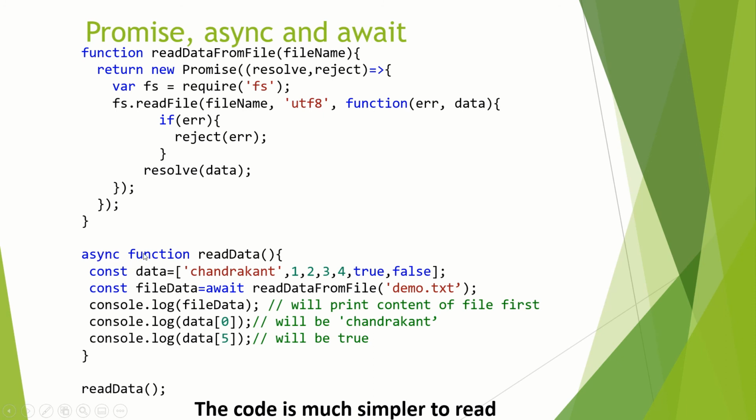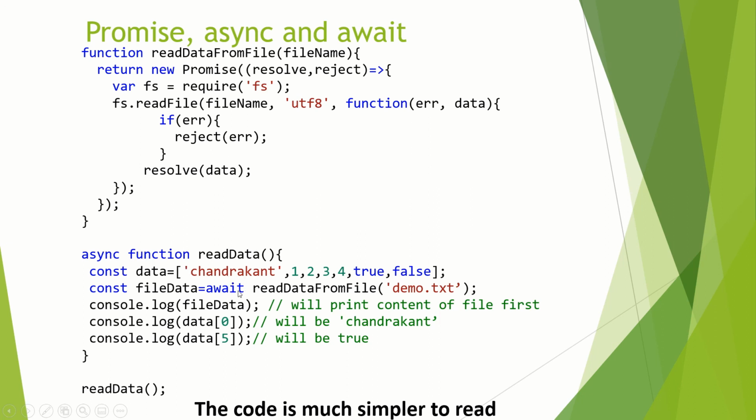That's why I have created read data as an async function, and inside that I have called the read data from file function. Now we can call this read data function directly. Inside it we have declared one variable, we read data from the file, then we console the data of the file, then we console the content of this variable. This way it increases the readability of your program. There is no callback available, and the code is executed line by line.